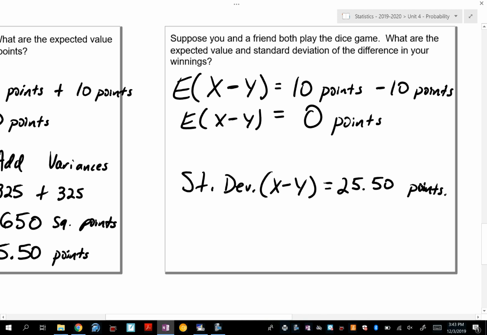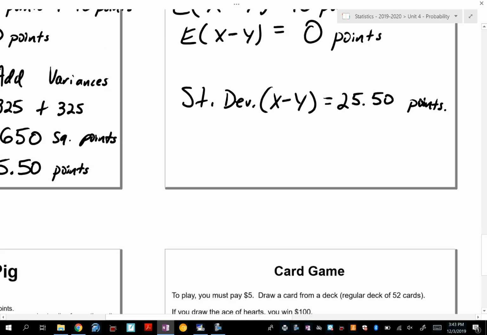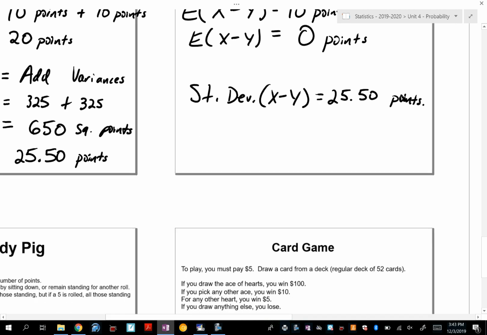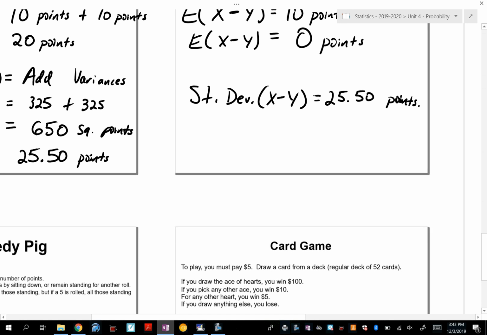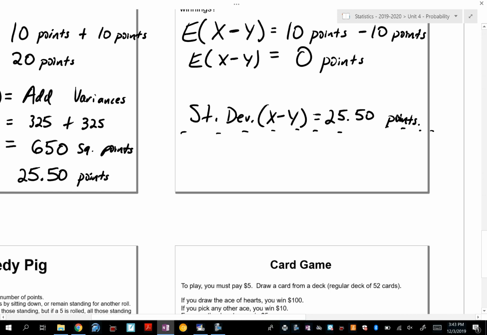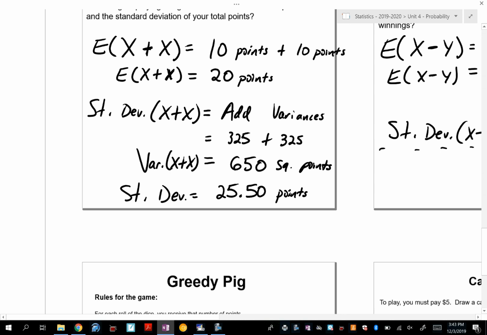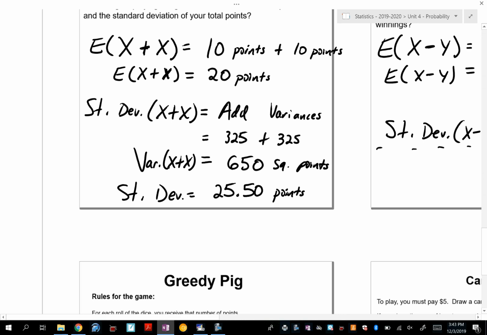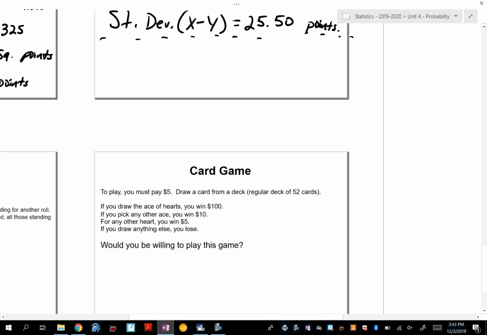Okay, you ready? Put your pen or pencil down. I'm about to explain, Jarvis, why we still add variances, even though we're subtracting with this problem. We just subtracted to find the expected value, right? But when we did the variances, we still added them. Okay, so here we go.